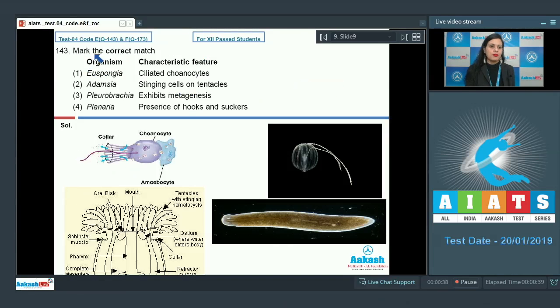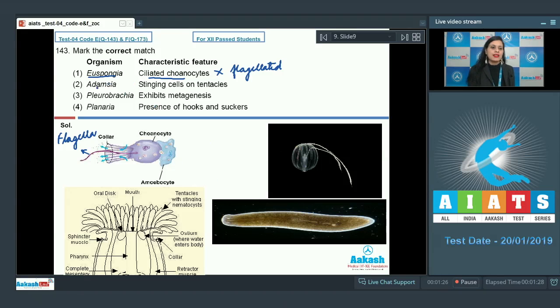Question number 143. Mark the correct match with respect to organism and characteristic feature given. The very first option is Euspongia, and the characteristic feature given is ciliated choanocytes. As it is an incorrect match, this cannot be a correct answer because Euspongia is a poriferan, and the characteristic feature is presence of flagellated choanocytes and not ciliated choanocytes. The collar cells, also known as choanocytes, have flagella. This is a choanocyte which is present in poriferans.